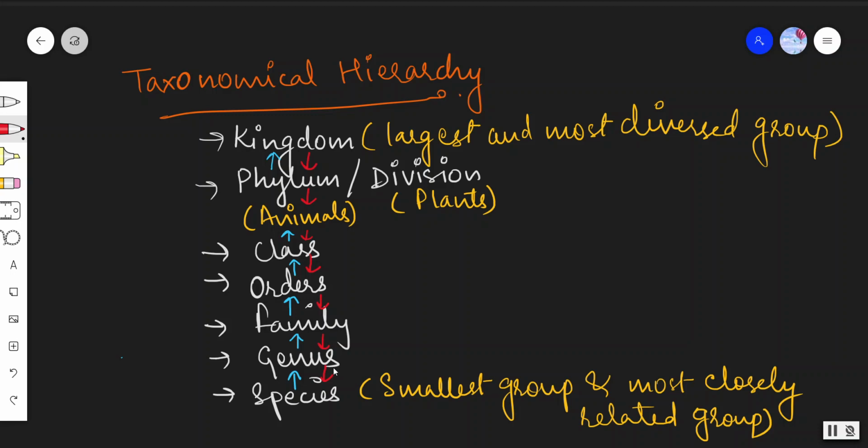Okay, so till now I guess these three points are clear, that is taxonomy, systematics and taxonomic categories. Clear? In the next video we are going to discuss the taxonomical hierarchy in a detailed manner, meaning what the kingdom is in detail, the phylum in detail, division in detail, class in detail, orders, families, genus, species. We are going to take up every single level in discussion.